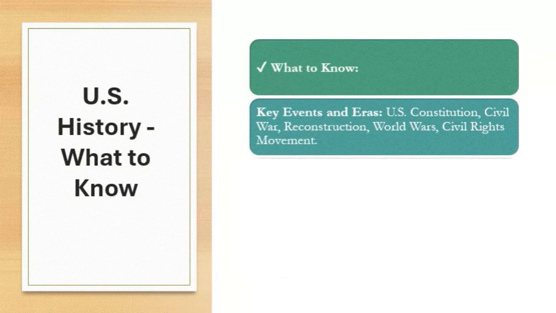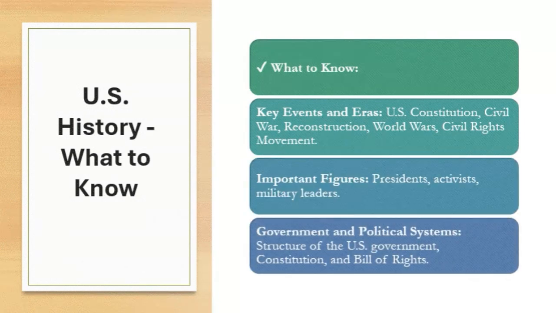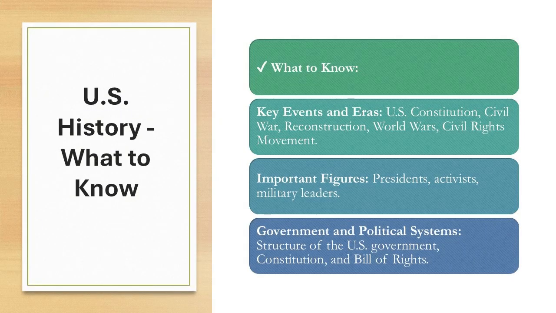3. World Wars. Both World War I and World War II were pivotal events that shaped the U.S. role on the global stage. The U.S. emerged as a major world power after these wars. 4. The Civil Rights Movement, a major movement for racial equality in the 1950s and 1960s, leading to landmark laws like the Civil Rights Act of 1964. Additionally, there are important figures you should know, such as U.S. presidents, activists, and military leaders who played significant roles during these periods.